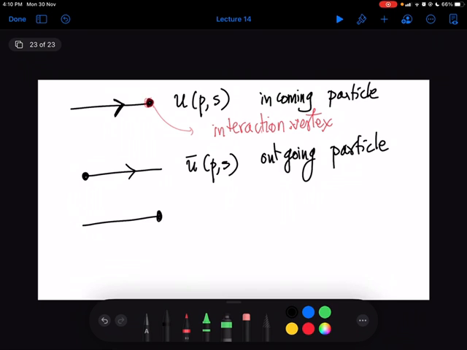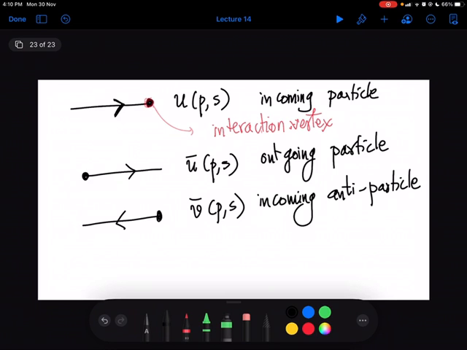Incoming antiparticle has the opposite thing, v bar of p, s. Then the outgoing antiparticle.